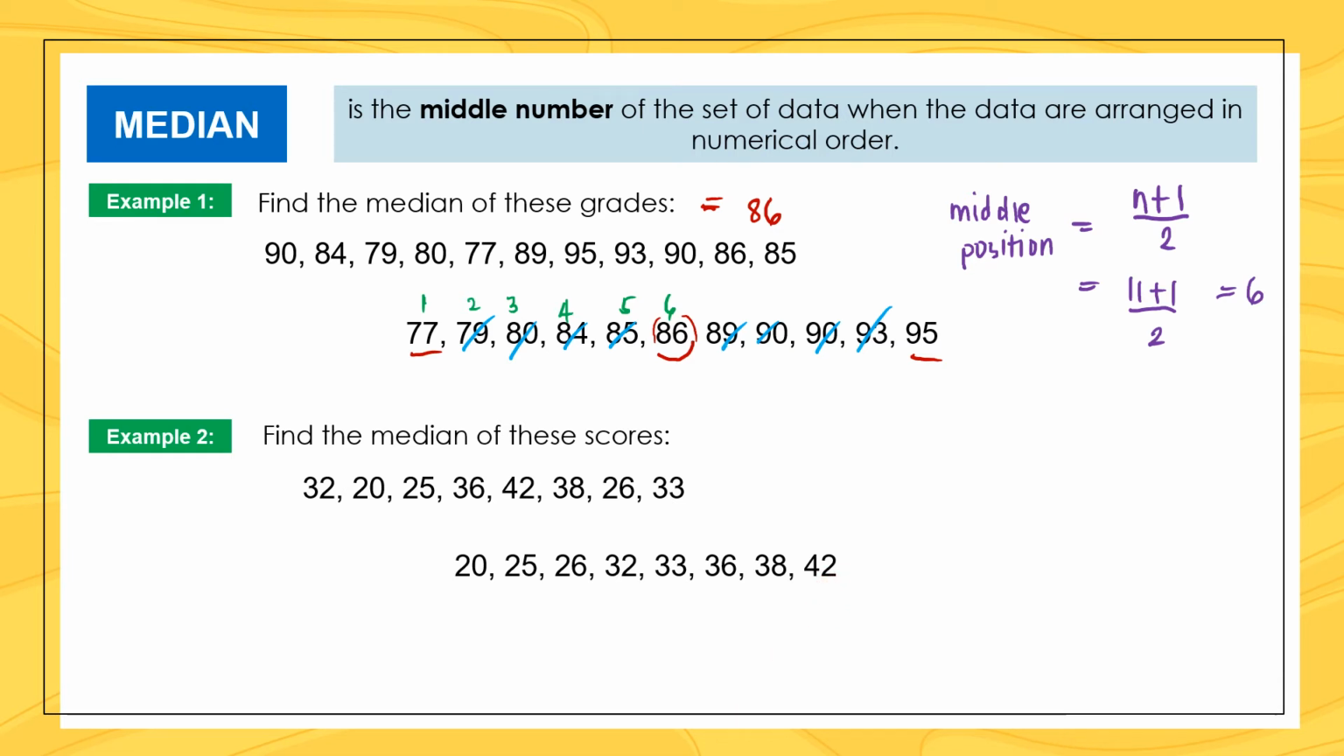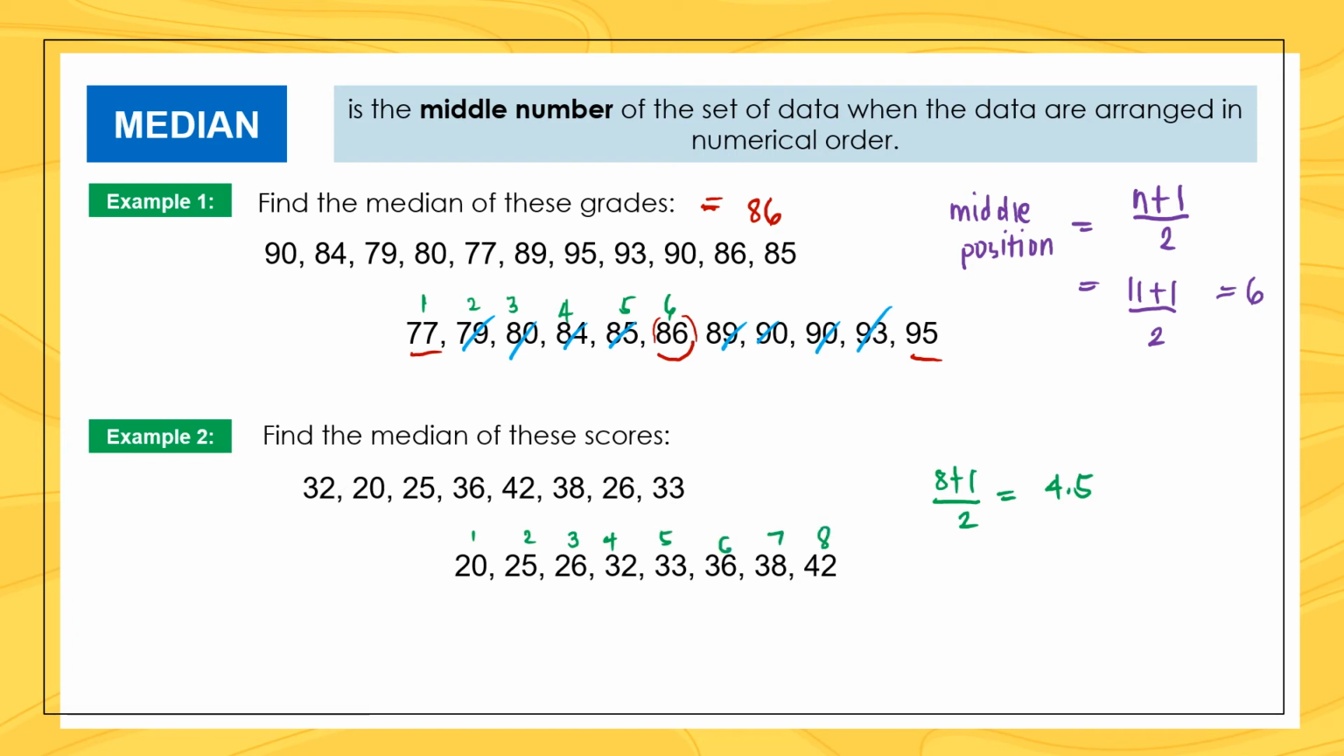Miss, what about the middle position? So how do you find the middle position of this data set? So we have 2, 4, 6, 8. 8 plus 1, write it here, 8 plus 1 over 2, we got 9 over 2, that will give us 4.5. Means, how do I find the 4.5? Okay, let's try to number it. So this is your first, second, third, fourth, fifth, sixth, seventh, and eighth data.